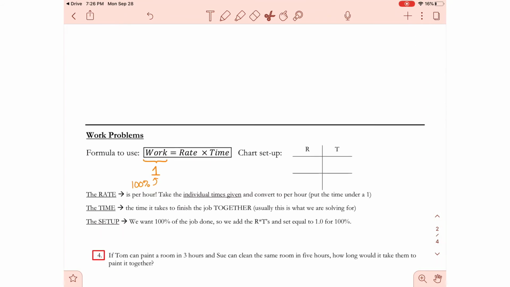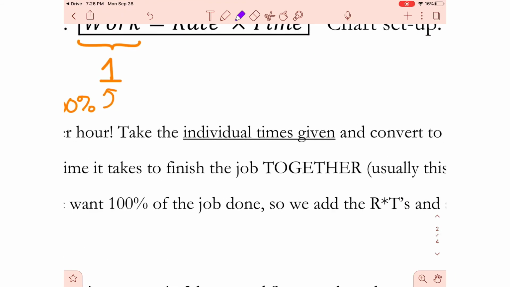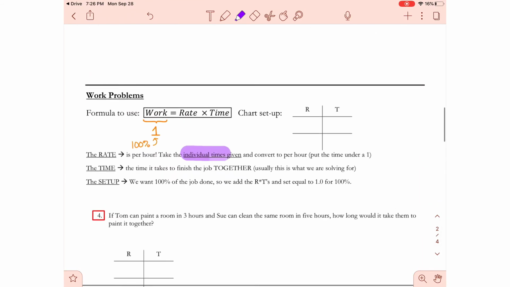Okay, and work is equal to rate times time. So when I do the rate, and I wrote this down, it's going to be the individual time that I'm given, and I'm going to have to put that under the number 1, and that's because I need to convert it to per hour. I'll explain that as we do the problem.